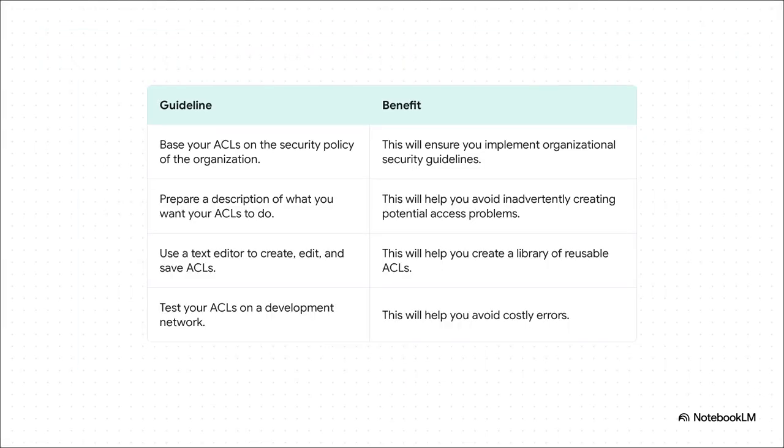Okay, so listen. If you only remember one thing about actually writing ACLs, let it be this: plan, plan, plan. Before you type a single command, you need a strategy. Base your rules on your company's actual security policy, write down in plain English what you're trying to do first, and for the love of all that is holy, test your rules on a lab network before you put them on your live one, please.